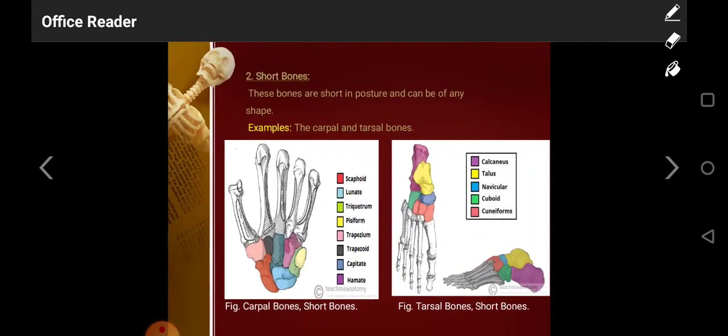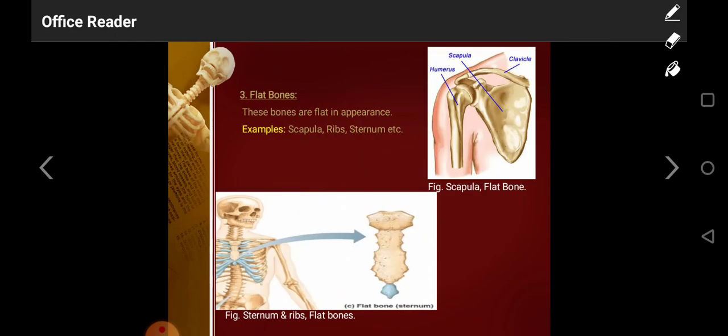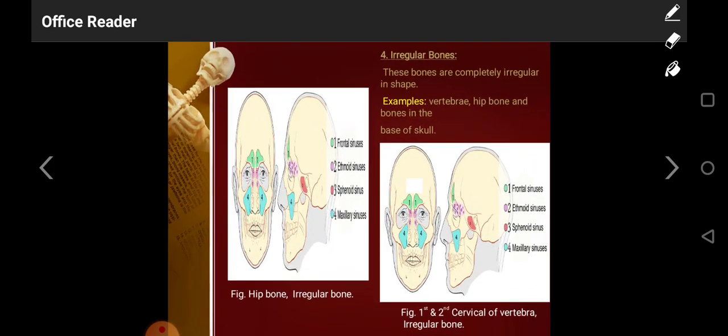Then short bones. These are short in posture and can be of any shape. Example, the carpal and the tarsal bones. These are depicted in the images. Flat bones. These bones are flat in appearance, hence they are named flat bones. Examples are scapula, ribs, sternum, etc. Then irregular bones. These are completely irregular in shape. Example, vertebrae, hip bone and the bones in the base of the skull.